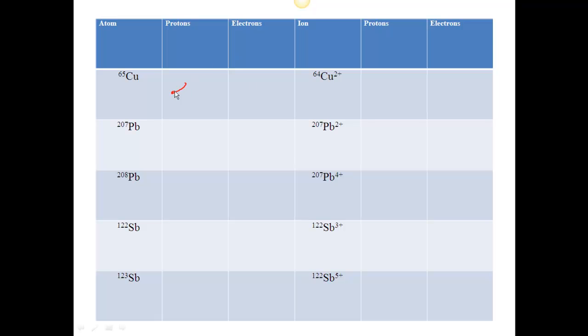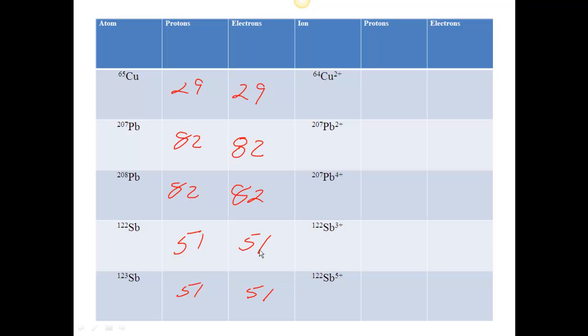Again, we just did copper. Copper was number 29. If I look up lead, it's number 82. And it has to have a balanced number of protons and a balanced number of electrons. And remember that our atomic number tells us how many protons and how many electrons it is going to have. Antimony, which doesn't look at all like Sb, but that's what its name is, antimony has 51.